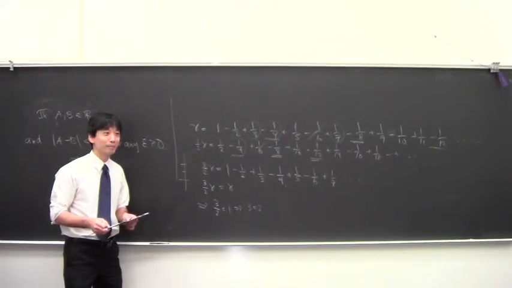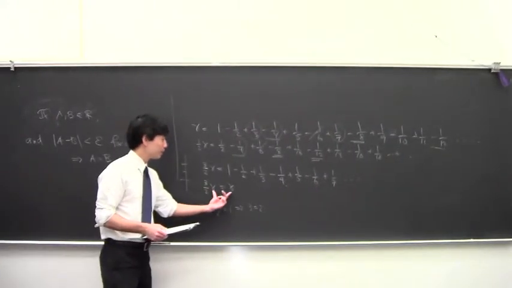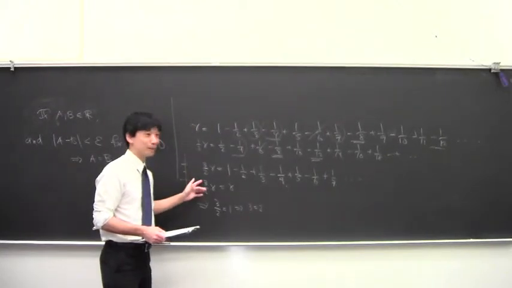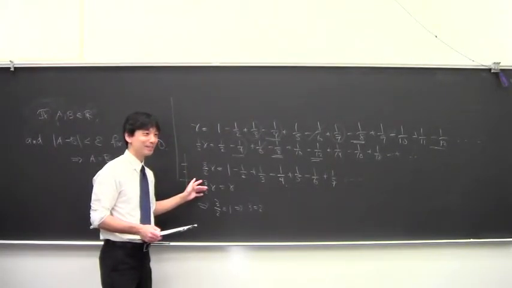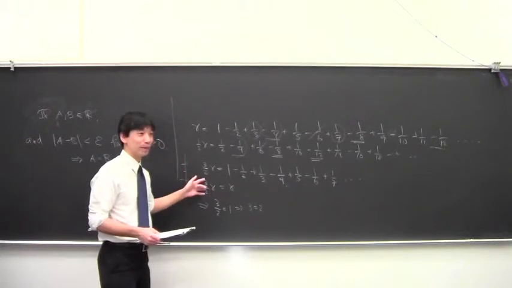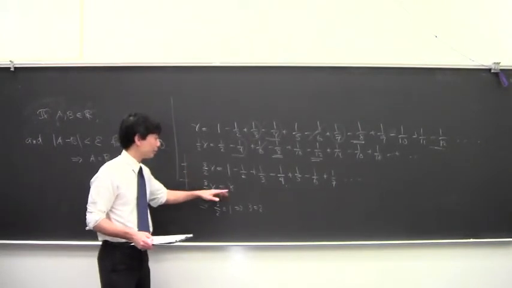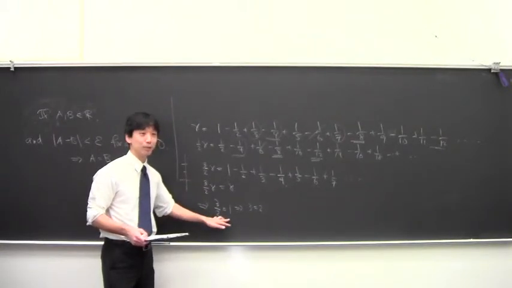Wait, could you do the last step again? Sure. I had this 3 halves gamma. I added these two things together. I got 3 halves gamma equals gamma. Gamma is non-zero. I can divide by any non-zero number, so I multiply both sides by 1 over gamma. I get 3 halves equals 1.